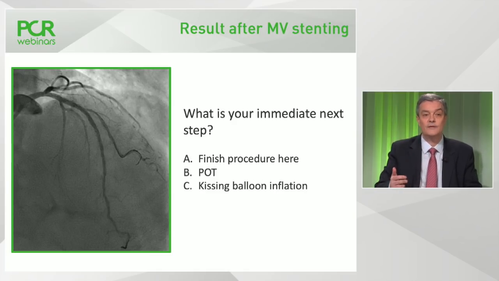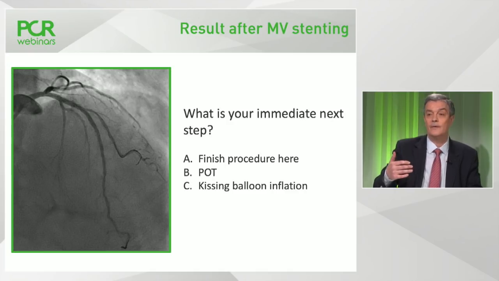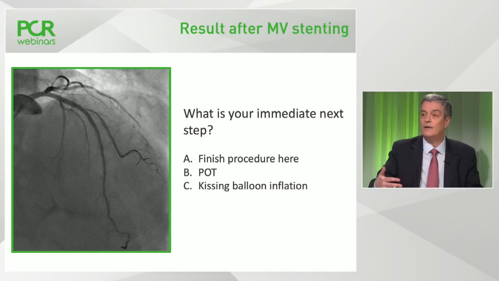And we have three options here. First option is to do nothing, just finish the procedure at this stage. Second is to perform POT, and the third one is to perform KISS. What we learned so far, maybe Jens, you can guide us through your decision-making process.